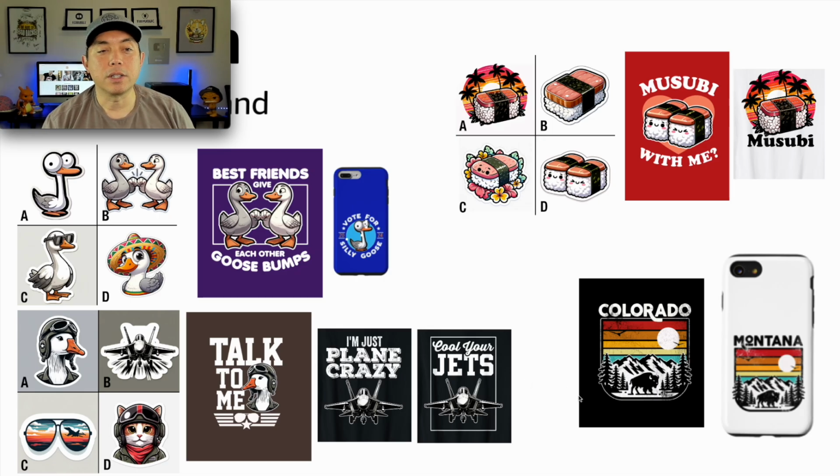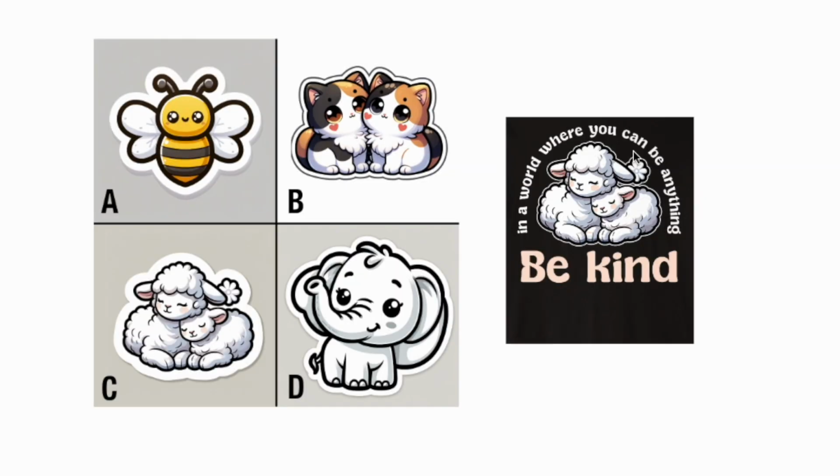So here's another version. On Redbubble, this is the one that sold. I think it also sold on Amazon as well. So this is the Be Kind version. All these, I could swap out the lamb, right, and put in the cats, or I could put in this, or I could totally make a different design with the Be Kind.